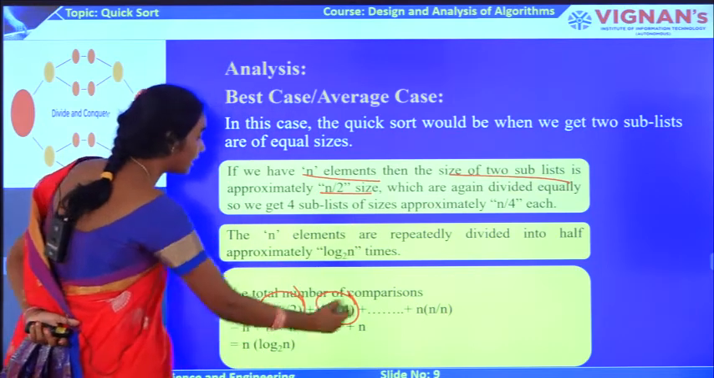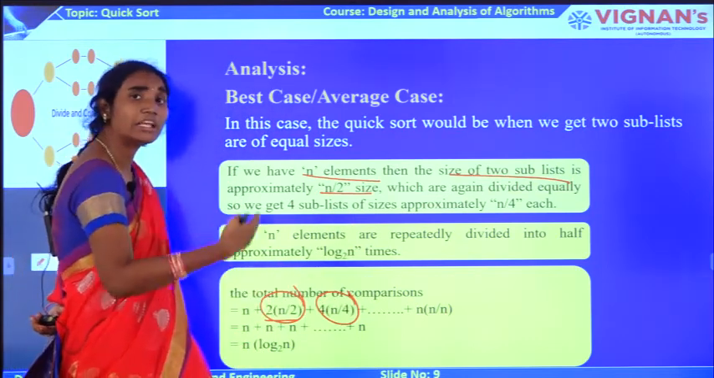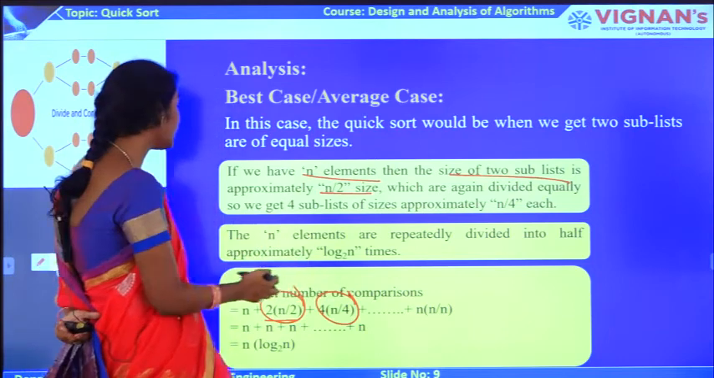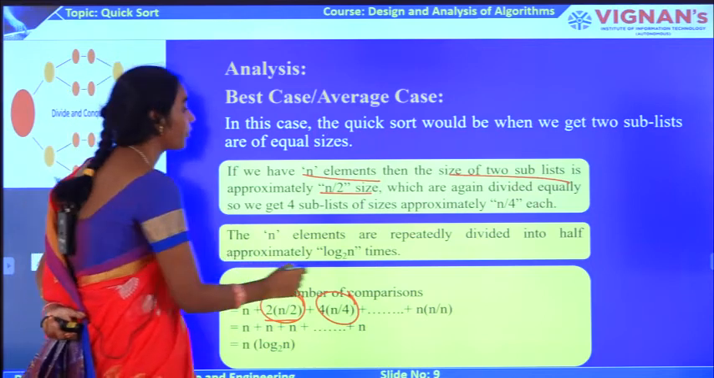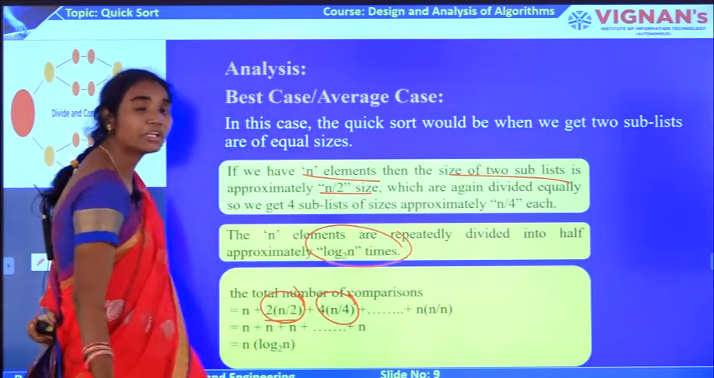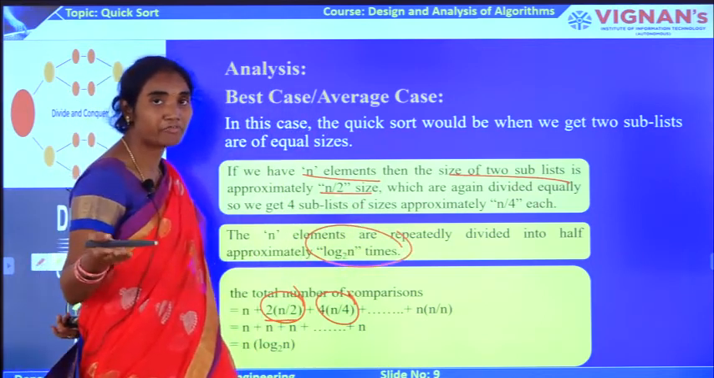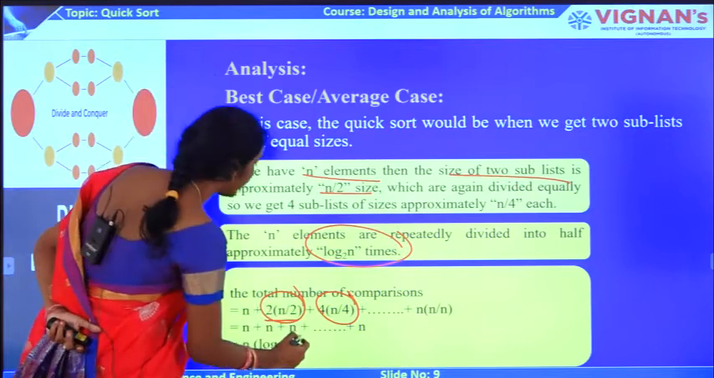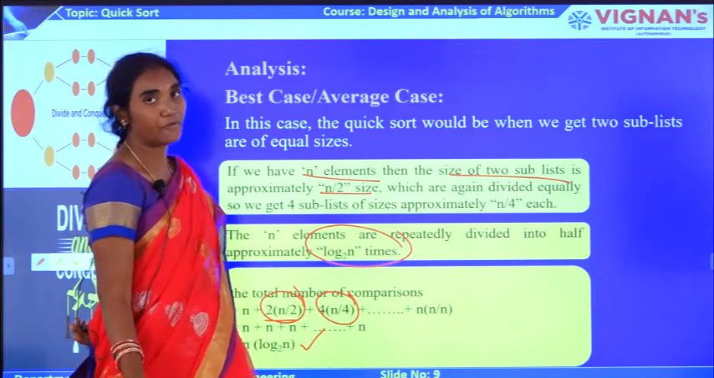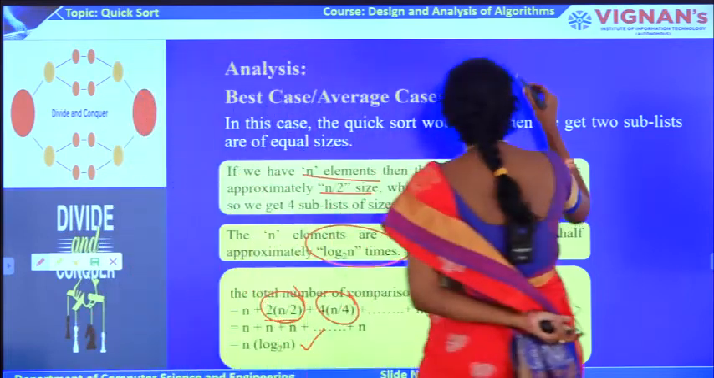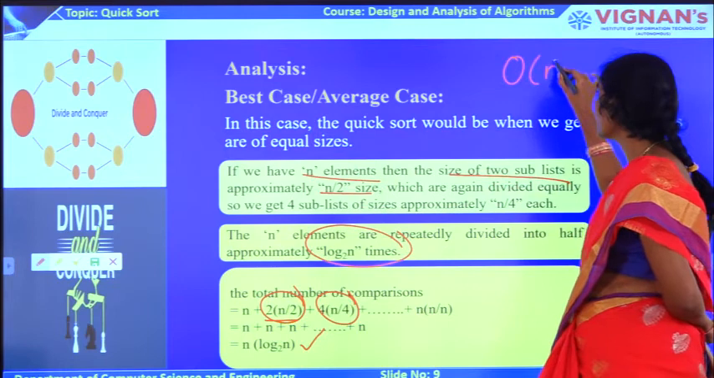So finally how many n's will I be having? n plus n plus n, and so on, n n's. So here all the n elements are repeatedly divided into what? Half. Approximately how many times? If it is dividing for n times, which is log n. So finally n log n is the complexity for the best and average case, whereas for the worst case it is big O of n square.